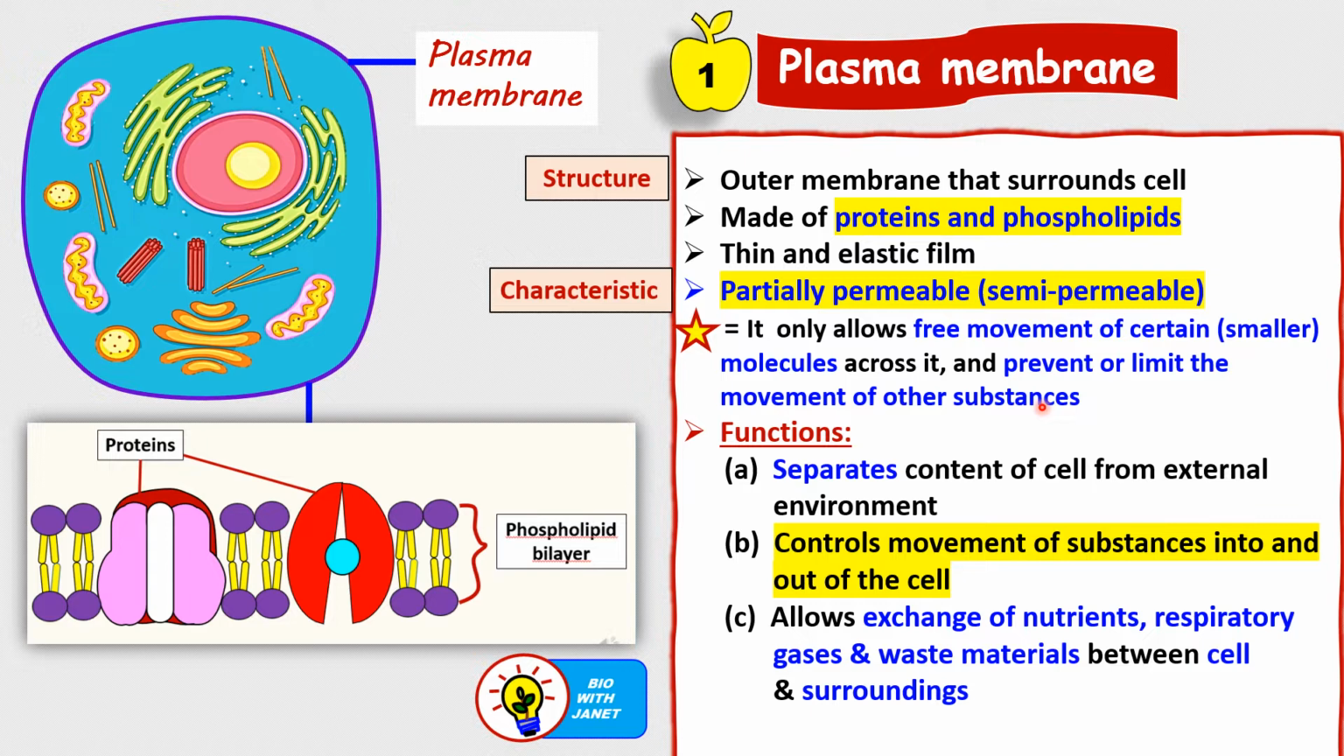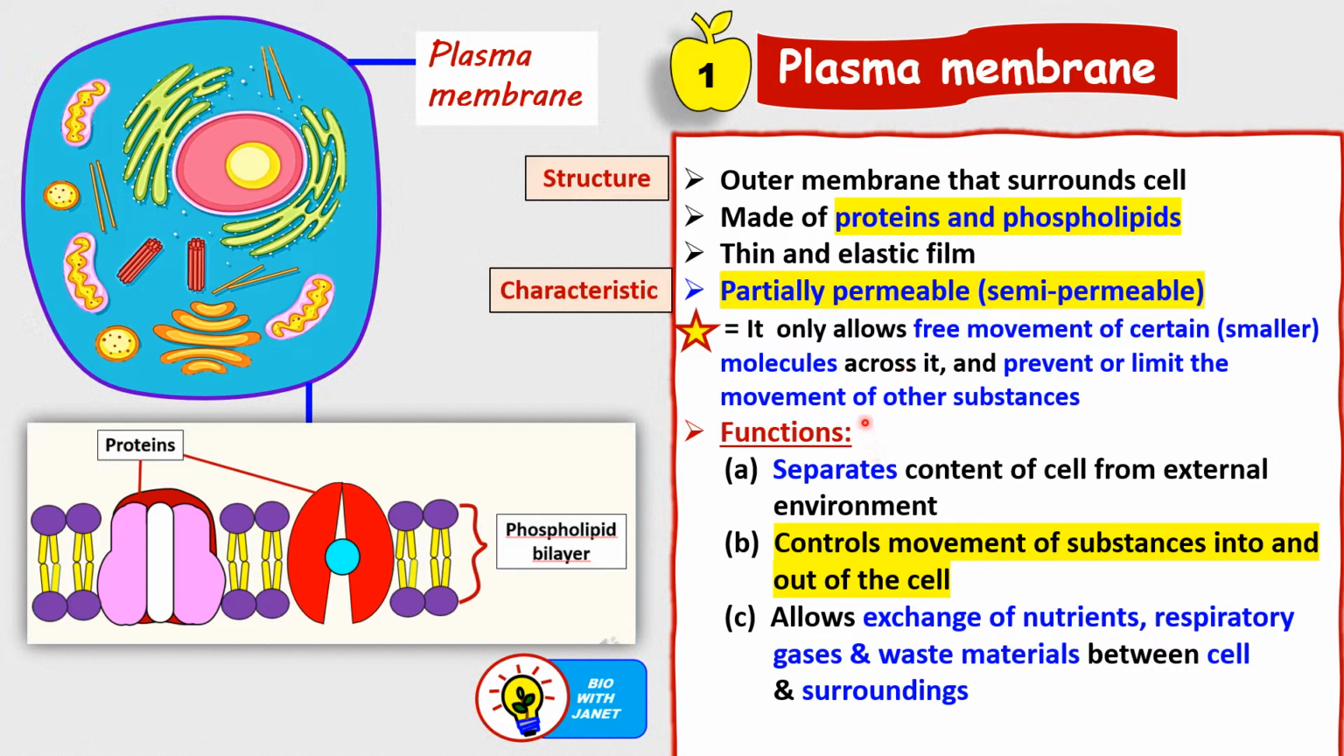So starch cannot move through the plasma membrane. So if it's outside the cell, it cannot diffuse into the cell through the plasma membrane, whereas glucose can. So that's why we say that the plasma membrane is only partially permeable, not fully permeable. Okay, because only certain smaller molecules can move across it, whereas the bigger molecules cannot move across it.